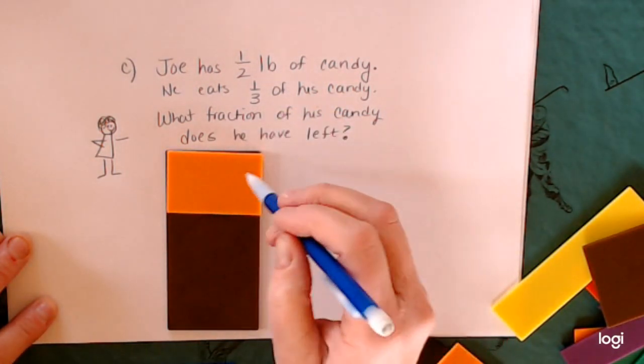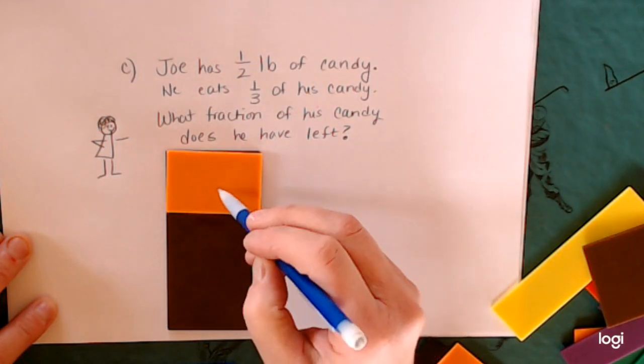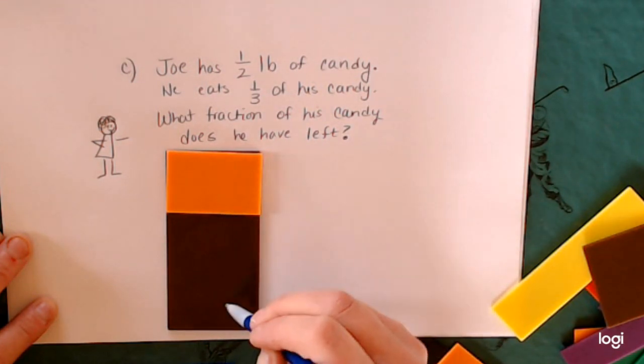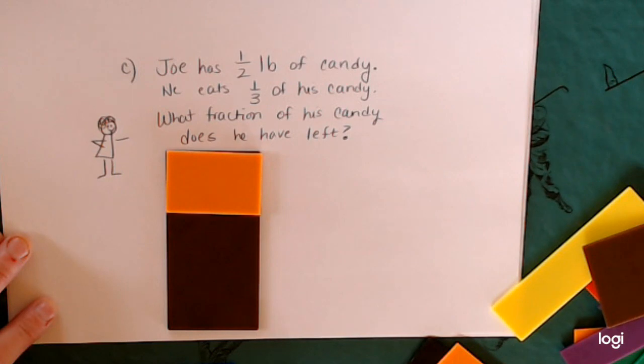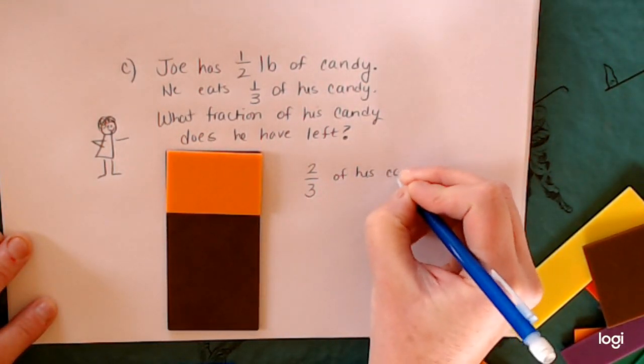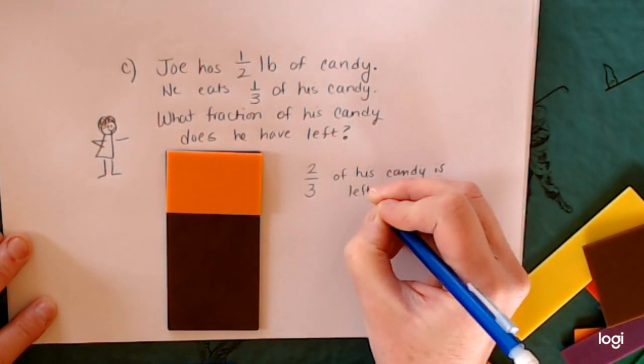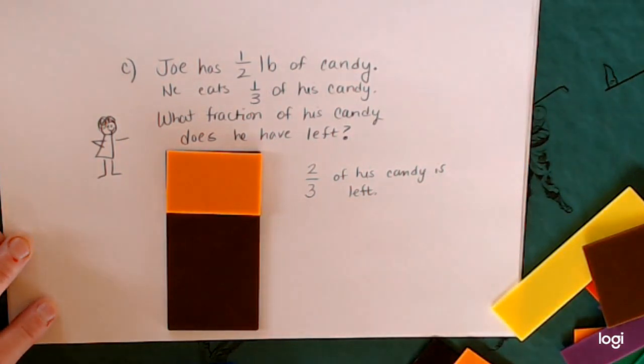So this is his candy to start, this whole brown part, right? He eats a third of his candy. He must have 2/3 of his candy left. So the answer is just 2/3 of his candy is left. Notice it doesn't even matter how much he started with. If you eat a third of your candy, no matter how much you started with, and someone wants to know what fraction of your candy is left, it's going to be 2/3 of your candy that's left.